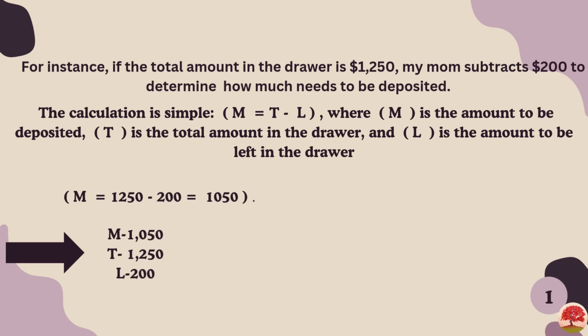My M value is 1,050, my T value is 1,250, and my L value is 200. And my equation is M equals 1,250 minus 200 equals 1,050. And 1,050 is what needs to be deposited, and 200 is what's left in each drawer.